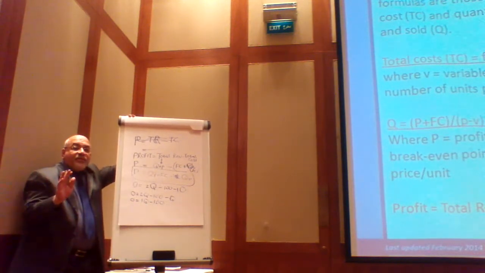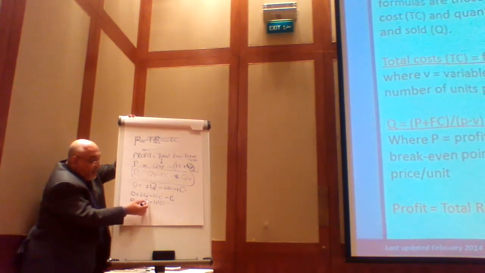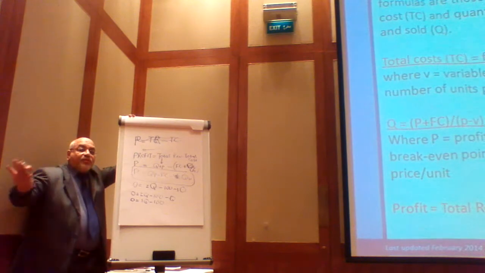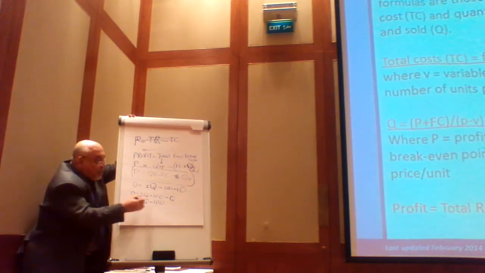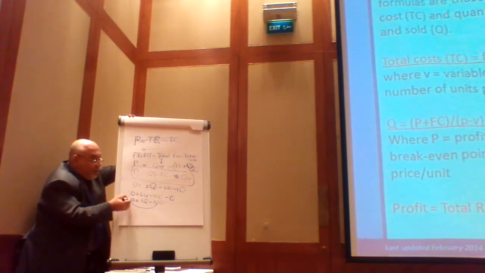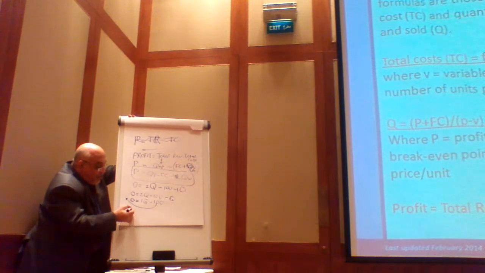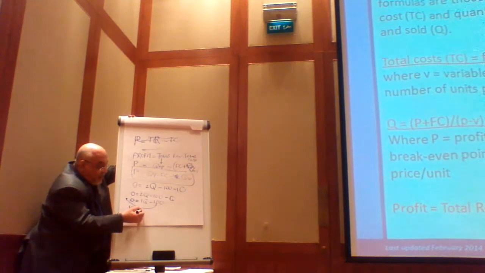Now I know that some people have rusty maths. If you have something like this 0 here, and the variable should be on one side and the numbers on the other side, you bring this to the other side and you change its sign. So this was minus 100, it becomes 100 equals Q.